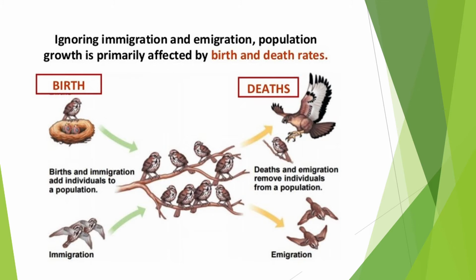Population growth is primarily affected by birth and death rate. If the birth rate is high and the death rate is low, the number of individuals in the population, or the population size, will increase. But if the birth rate is low and the death rate is high, the population size will decrease.